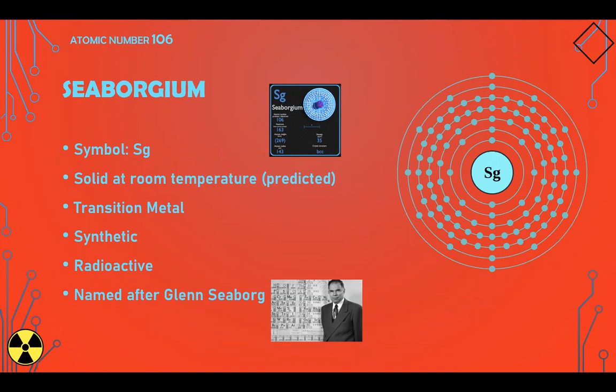Seaborgium is one of the only two elements named after a living scientist. God damn, I wish if I discovered an element I could name it after me, but I guess I may have to kill myself right after naming it.